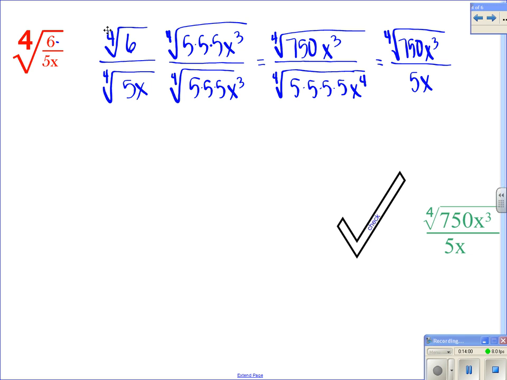Should we do one more? Okay, I'll make one up. Let's do the cube root of 2x over 9y. I'm going to do the same steps. So we're going to split them apart.